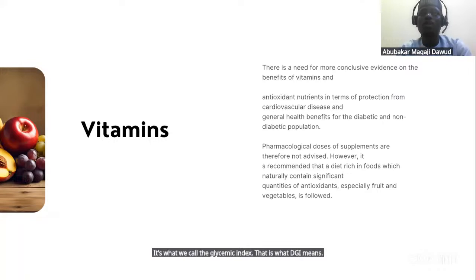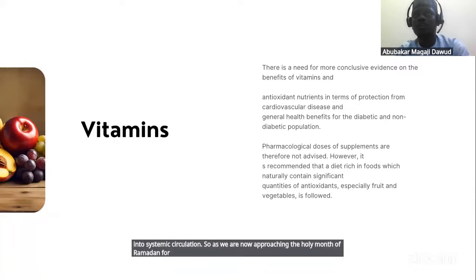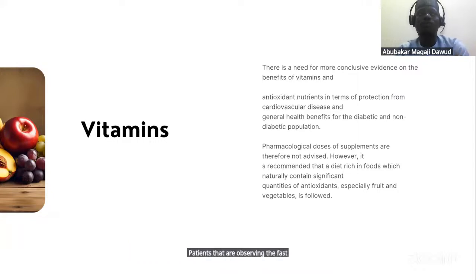If you eat food now, how much glucose does that food release into your systemic circulation at a time? That's what we call GI index. So for foods that have high GI index, what it means is that the food they eat quickly releases the nutrient into systemic circulation. So as we are now approaching the holy month of Ramadan, for some of us that are observing and have patients that are observing the fast, we should be very mindful of the food we are advising them to take.